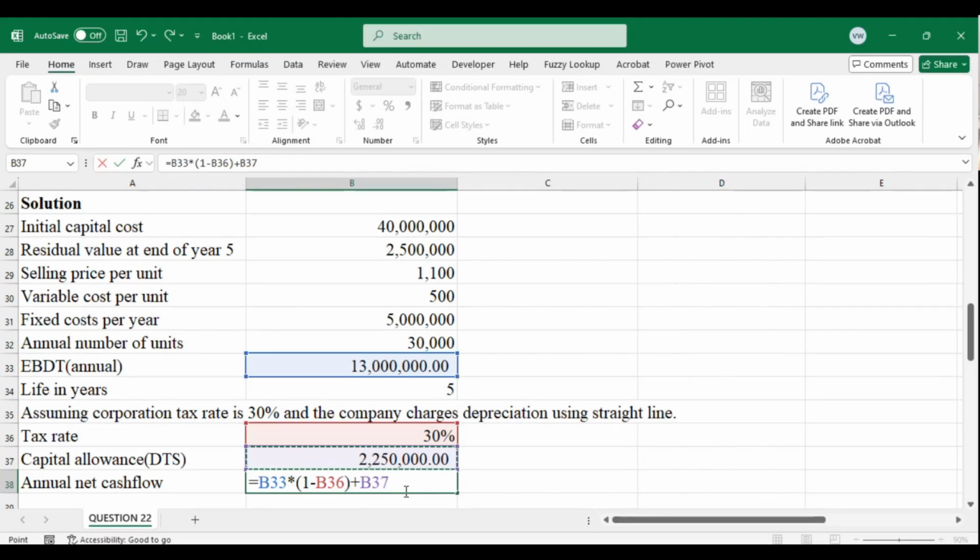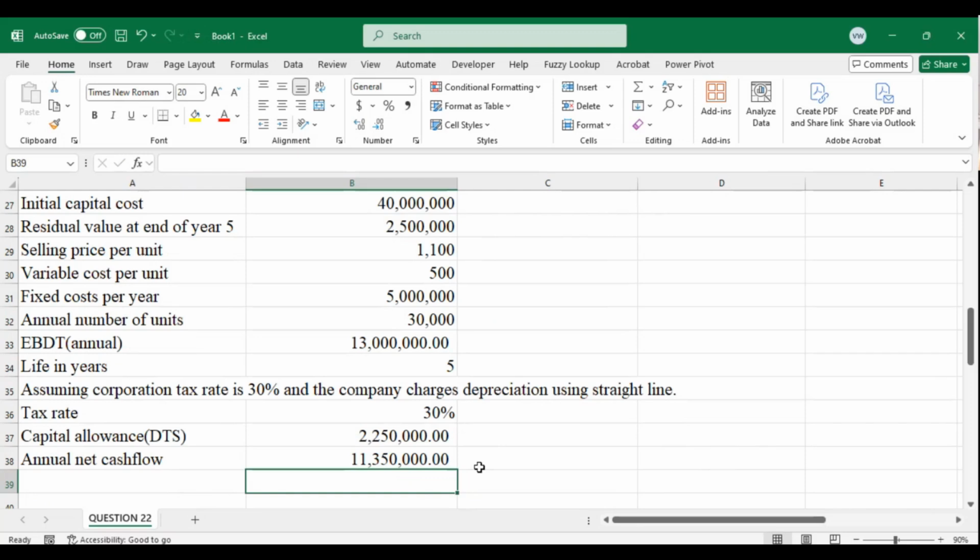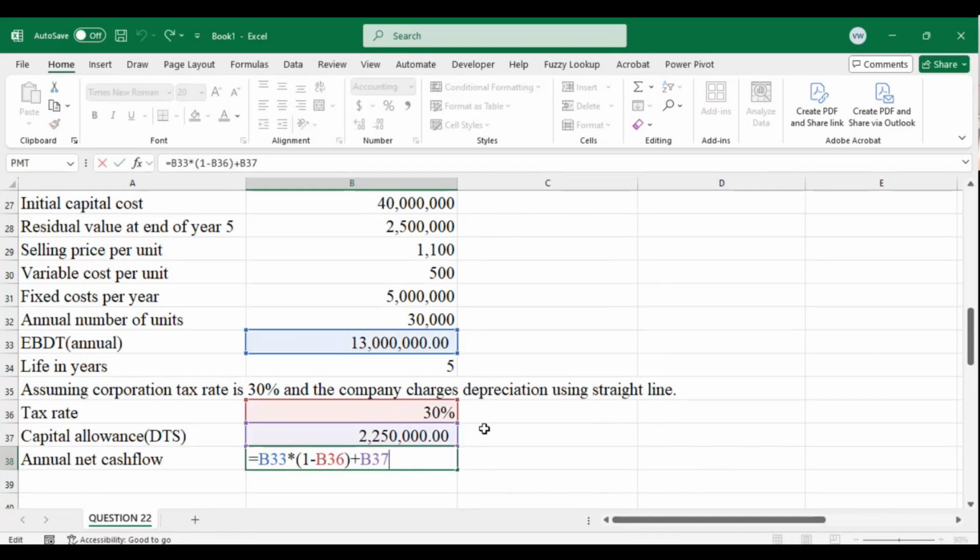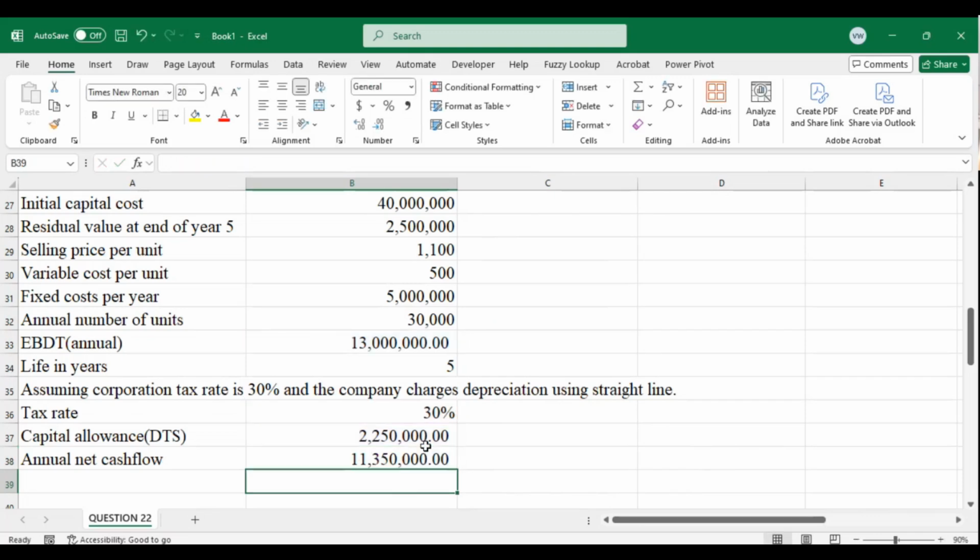So now that we have that, we can have our annual net cash flow. So the annual net cash flow is 11,350,000. And you can always cross-check just to be sure that you've referenced the right cells, because I've taken the earnings, multiplied by 1 minus 30%, which is 0.7 times the earnings. Then you add the net cash flow. So that one is okay.